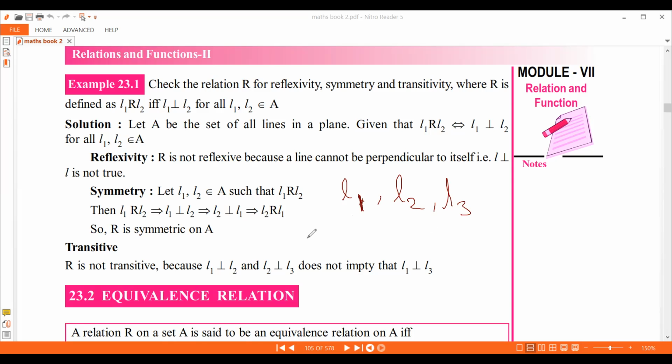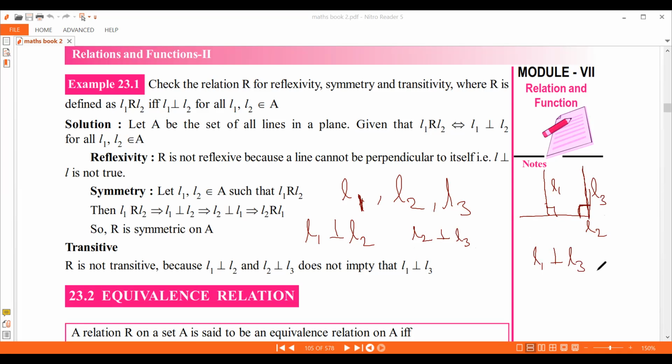Now, for transitive, let's write this. L1 is perpendicular to L2. Now, let us draw that. L1 is this. L2 is like this. This is a geometry problem. Think carefully. Now I write the second situation. L2 is perpendicular to L3. That means I have to draw like this only. This is the only way, in a plane. Now, this is my L3. Now, can I write L1 is perpendicular to L3?